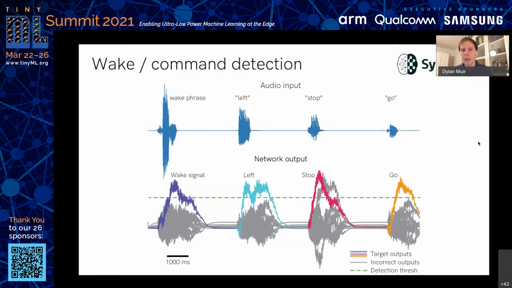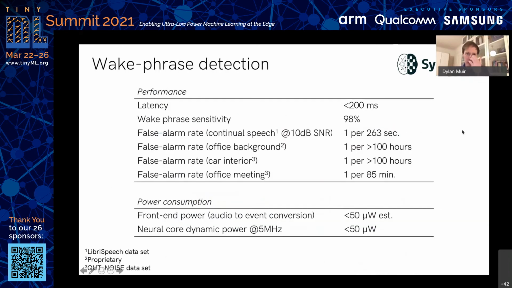So here we would have a real-time audio input consisting of a wake phrase and then a number of different commands, and our system recognizes the wake phrase and distinguishes the individual commands. You can see here on the lower plot the detection signal as the output of the network, so you can get some sense of the timing here. The performance of the model is good. The latency is human response time. We have good sensitivity to the wake phrase and pretty good false alarm rates.